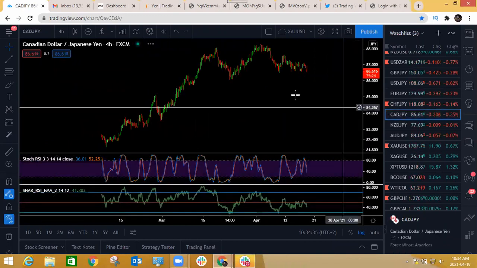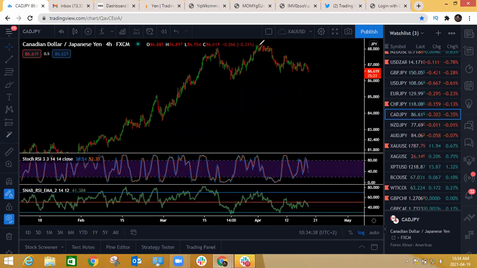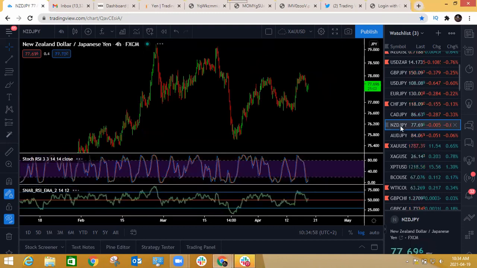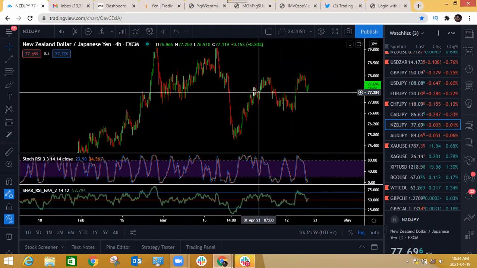CAD yen, similar to pound yen, we could be having this here. One more down and then upside. This will be an ABC corrective structure. So let's watch how this is going to play out. New Zealand. So New Zealand looks to be making this continuation pattern. It needs to close above this for us to confirm that forecast from yesterday to do that.